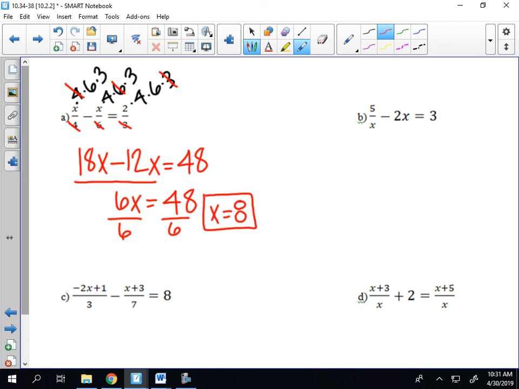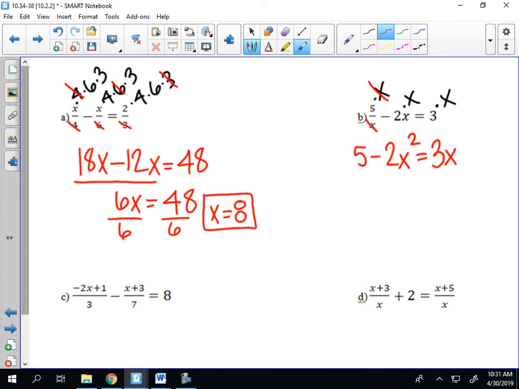Okay, here is a solution for letter B. So I actually only see one denominator, x. So what I'm going to do is multiply each part by x to get rid of it. And I get to cancel out just the first pair because x divided by x is 1. So I have 5 minus 2 times x is x squared equals 3 times x.